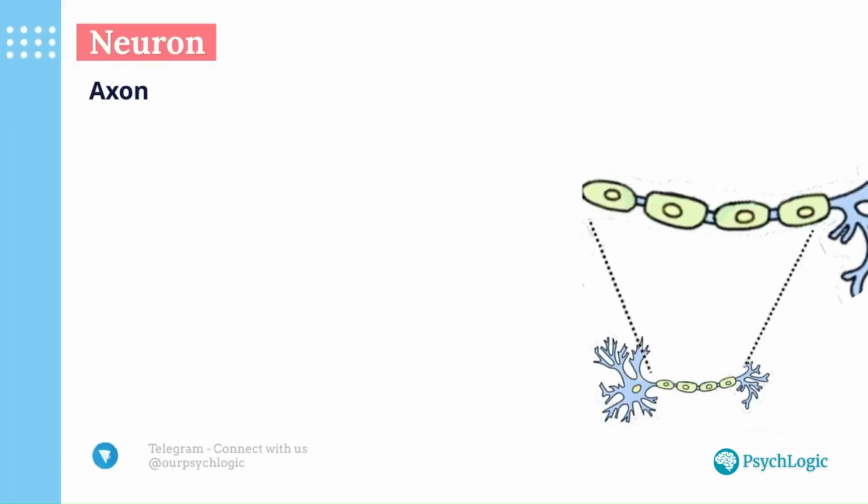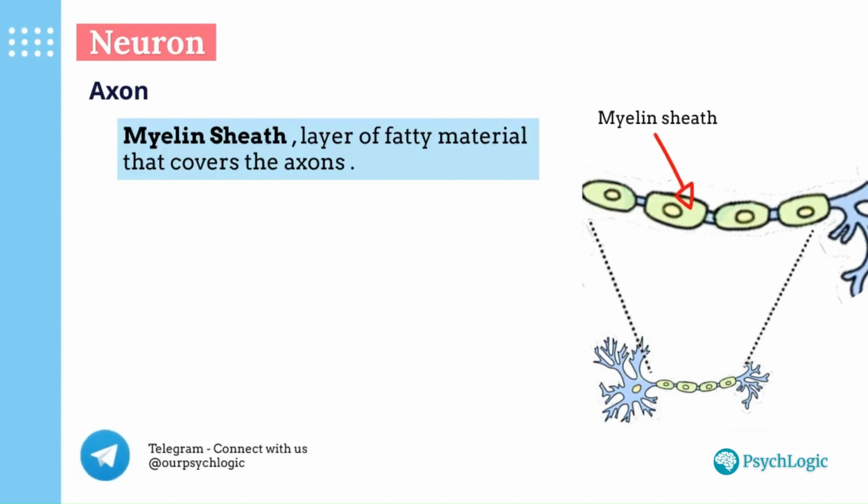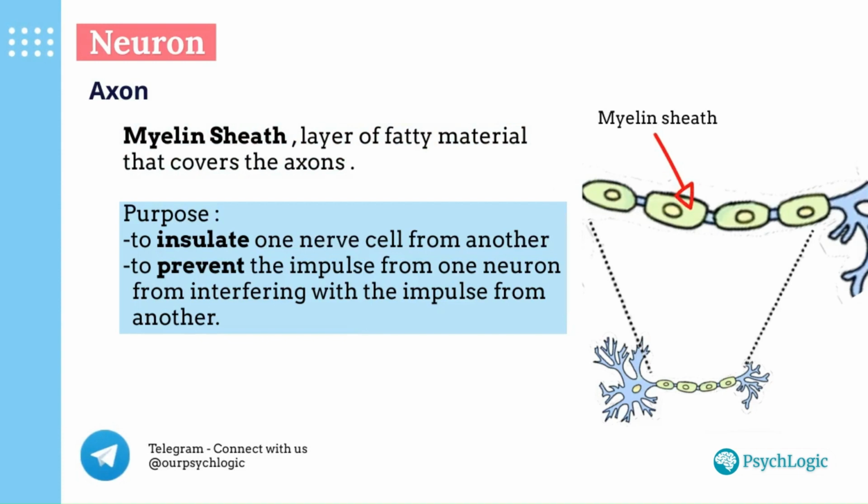Some axons are covered in fatty substance called the myelin. This insulates the axon. Basically, this myelin sheath is acting like an insulator so that these signals go from the axon to the terminal button only, and do not vanish somewhere in between.